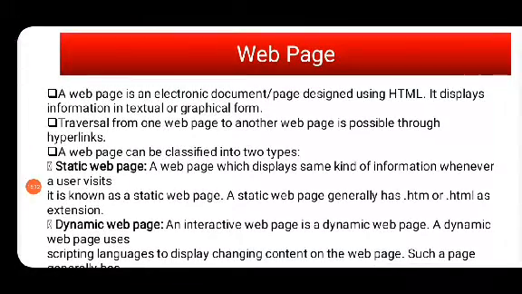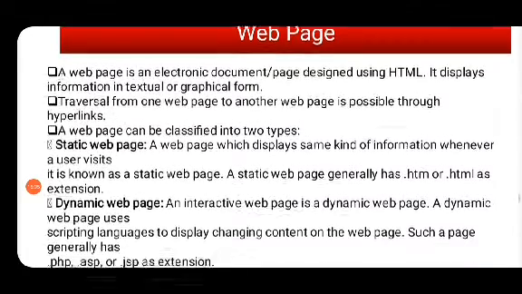As we have already understood what is a website, it is a collection of web pages. Now let us see what is a web page. A web page is an electronic document designed using HTML. So it displays information in textual or graphical form. And a web page can be of two types. One is a static web page, another is a dynamic web page.